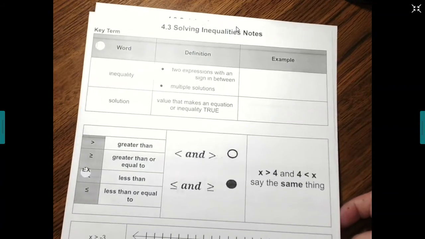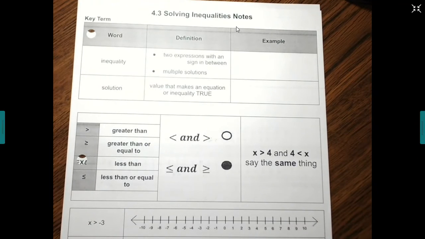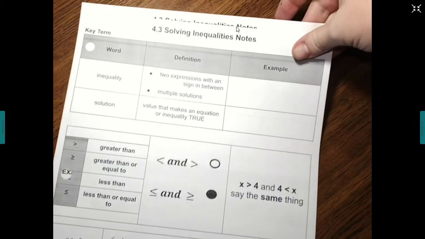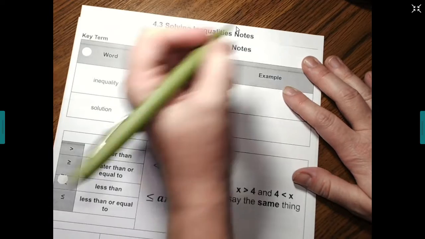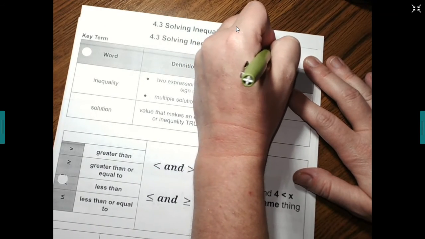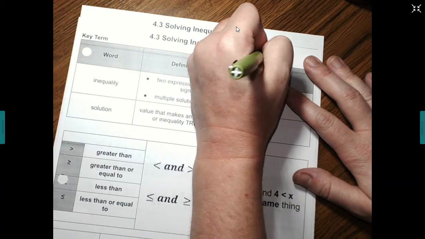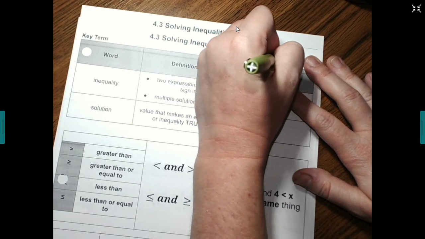If you haven't already, go ahead and put your name on both sheets of paper. And just so you know, this is lesson 4.3. McNabb. This is my video copy.